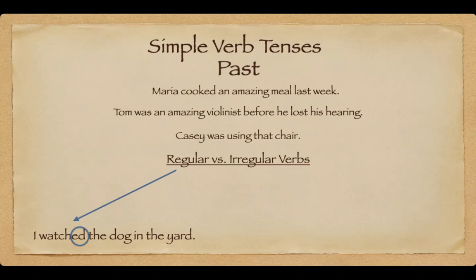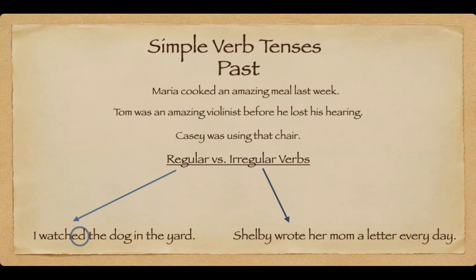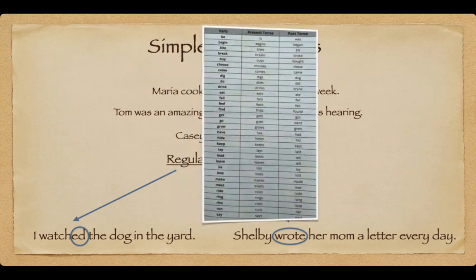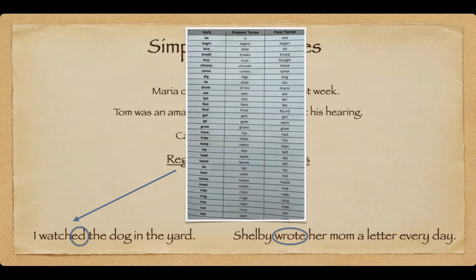With irregular verbs, however, the past tense is formed differently. Irregular verbs have unique patterns and can completely change form in the past tense. This is an example of a sentence with an irregular verb in the past tense. Shelby wrote her mom a letter for every day she was at camp last month. The past tense of the verb write is formed here by replacing the I with an O, not W-R-I-T-E, but now past tense, W-R-O-T-E, wrote. Here are some common irregular verbs and their present and past tense forms.